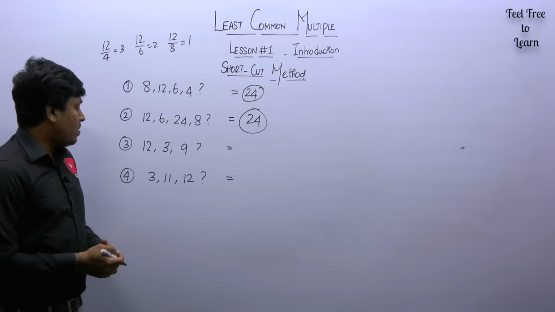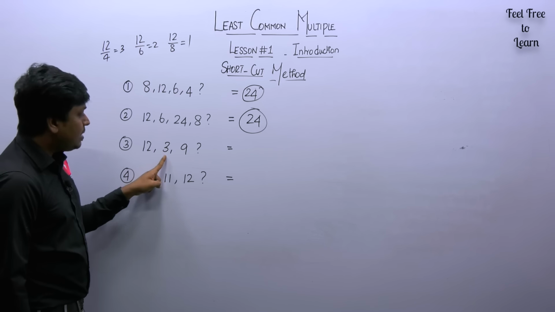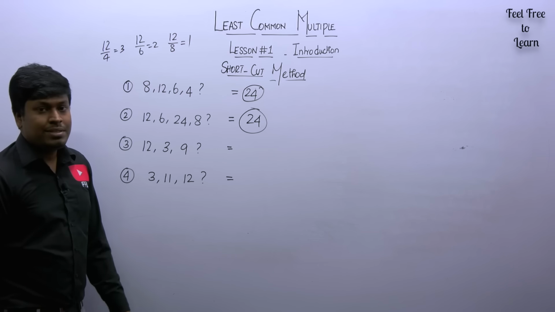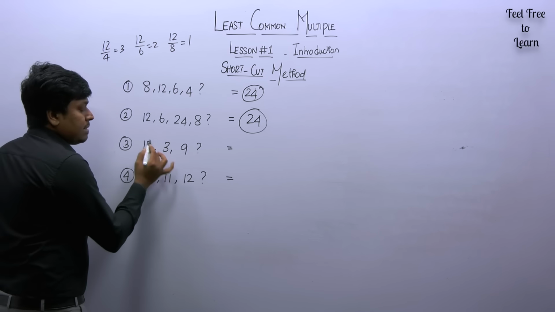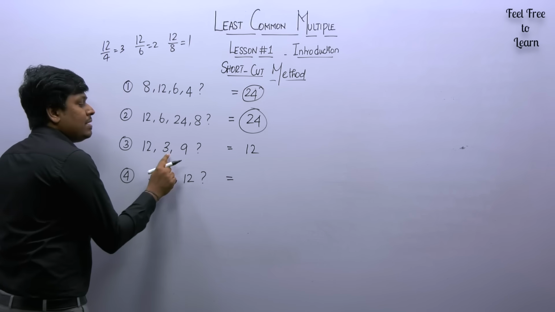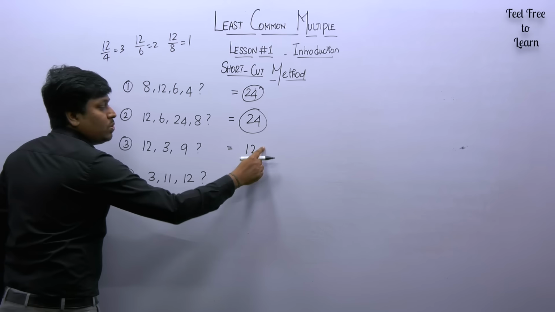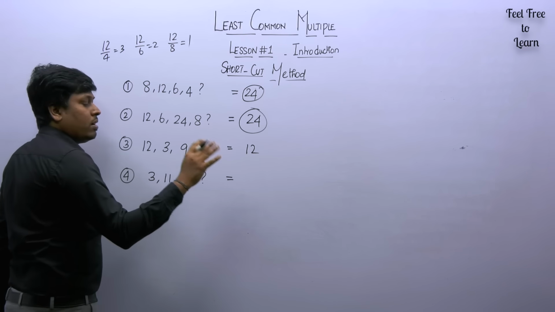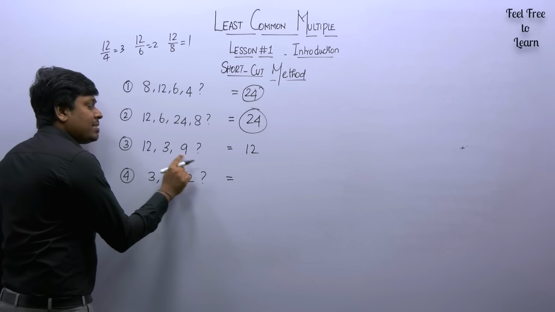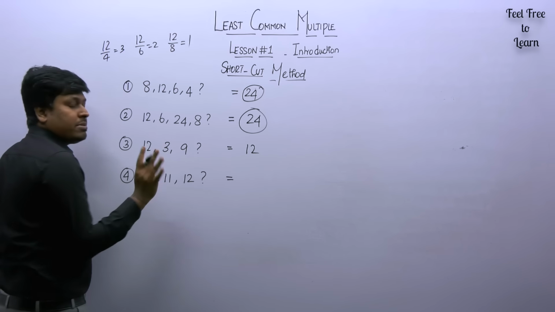Got it? So question number 3, 12, 3 and 9. Right? So here we don't have any prime numbers. Which is the largest number here? Largest number is 12. Right? So now check whether number 12 is divisible by remaining numbers. 12 divided by 3 is 4. 12 divided by 9, no, it is wrong. So 12 is divisible by 3, but 12 is not divisible by 9.